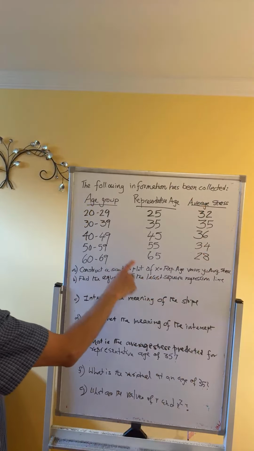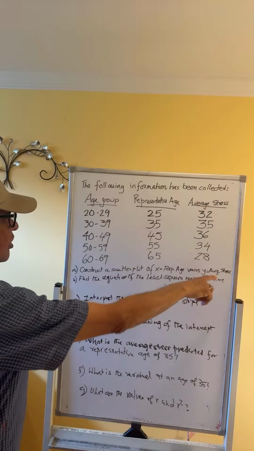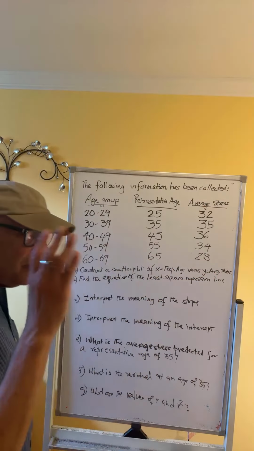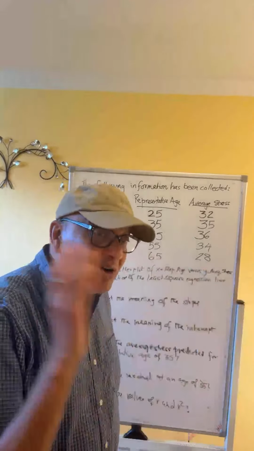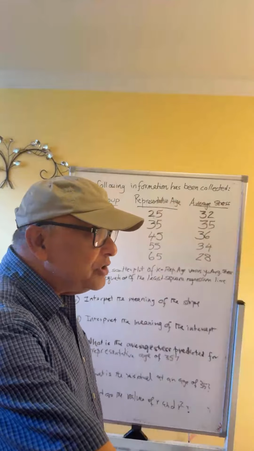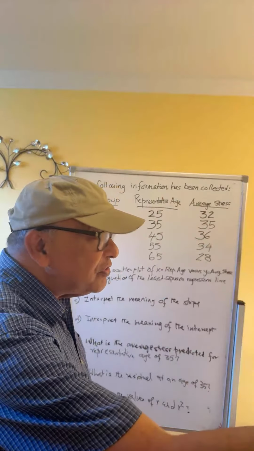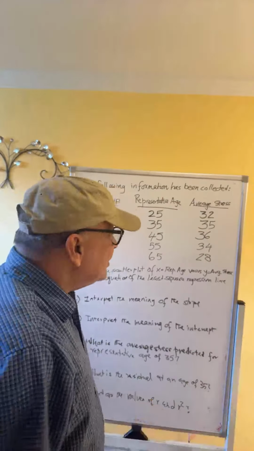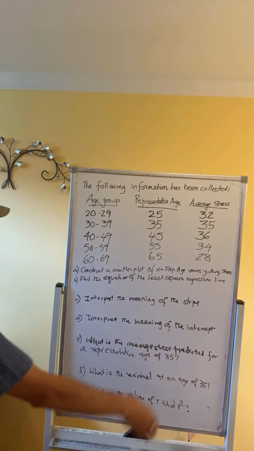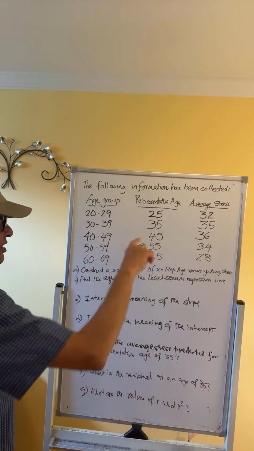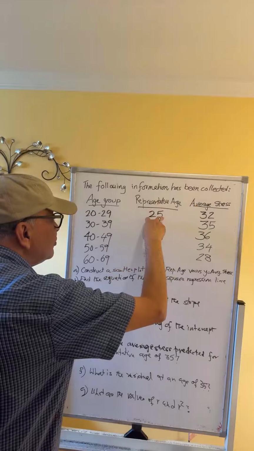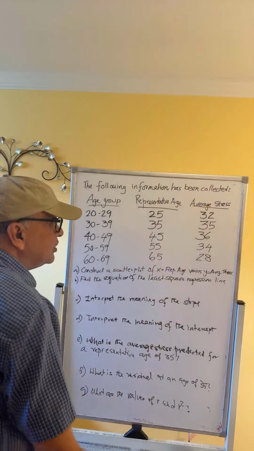It says construct a scatter plot of x, the representative age. That is your x variable. Remember, the x variable is on the horizontal axis and that is the independent variable. You use the independent variable to forecast the dependent variable, which is y, and in this case y is the average stress. So you're doing ordered data points, each of these being x and y. There is an x value 25 with a corresponding y value of 32.